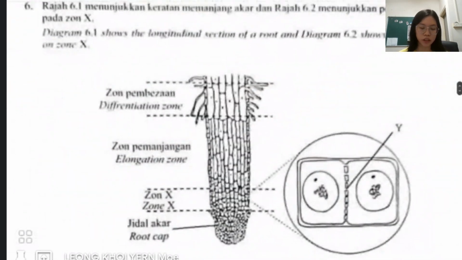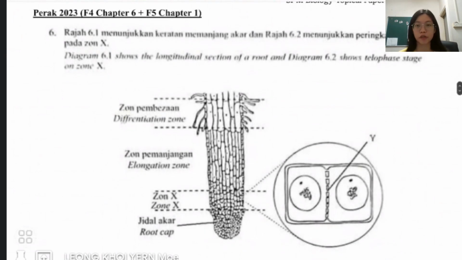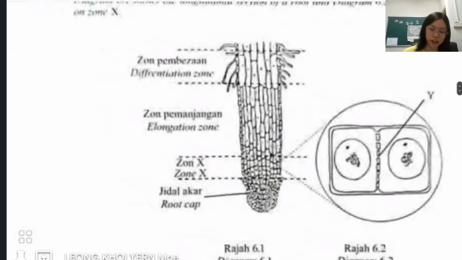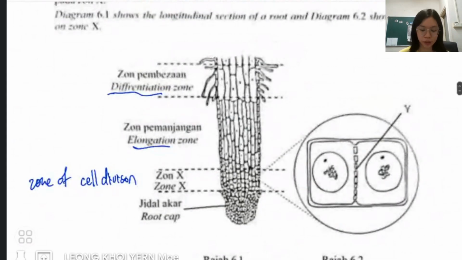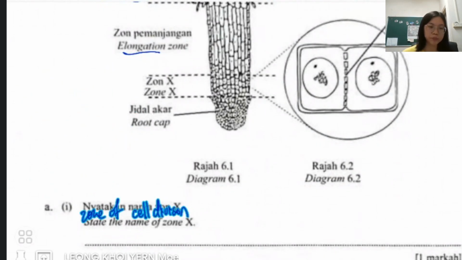Okay. Last but not least, this paper is actually a combination of Form 4 Chapter 6 and Form 5 Chapter 1. It shows a longitudinal section of a root and a telophase stage at zone X. So zone X is actually the zone of cell division, right? Then it is followed by the zone of cell elongation, and only then the zone of cell differentiation, where cells start to differentiate. So state the name of zone X: zone of cell division, basically.